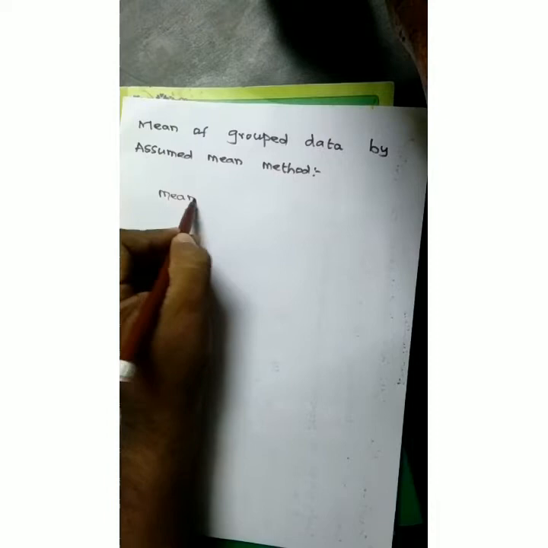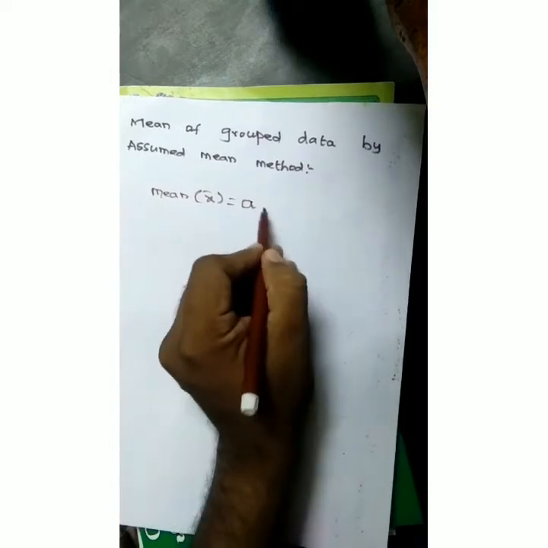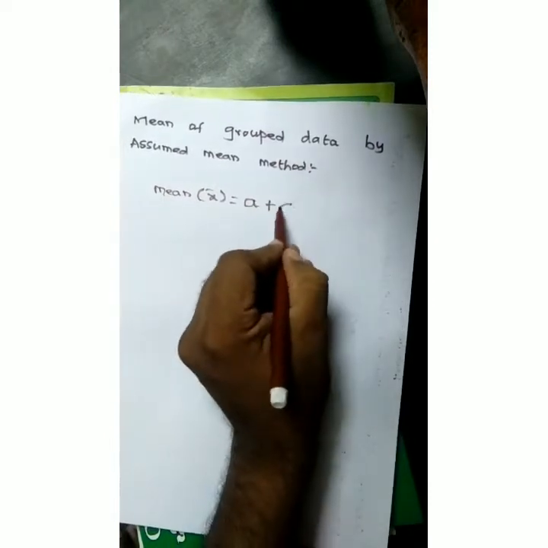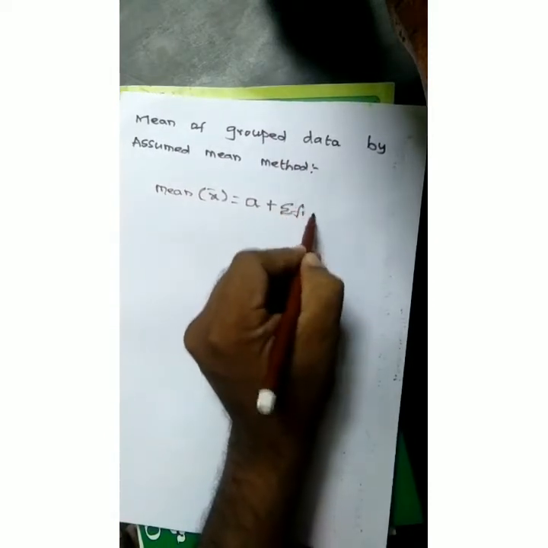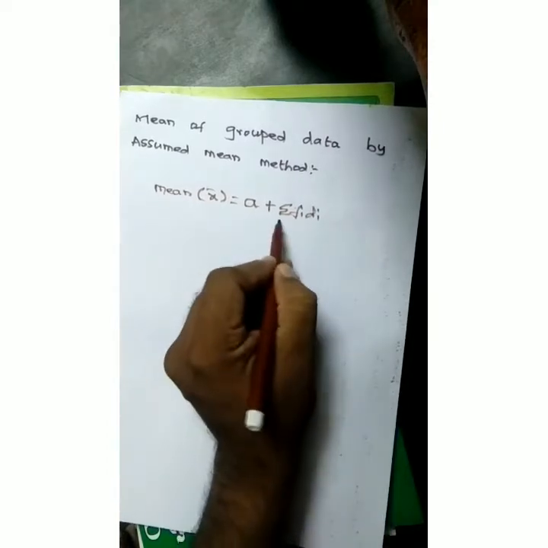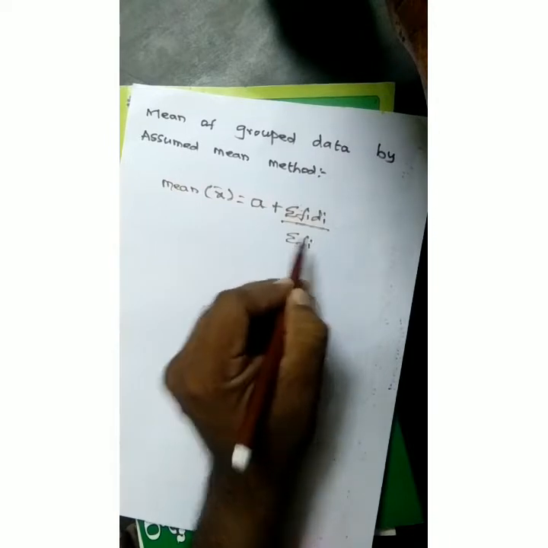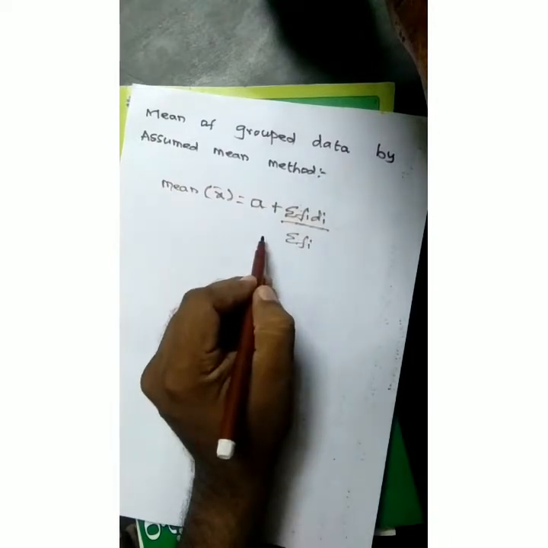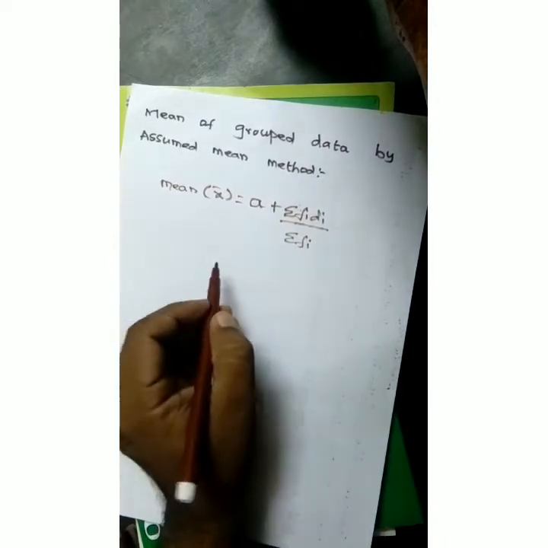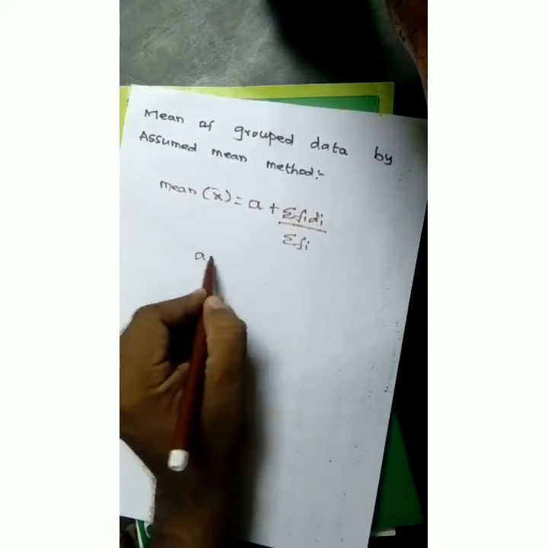So for this, the mean x bar is given by the formula a plus sigma fi di by sigma fi, where a means assumed mean.